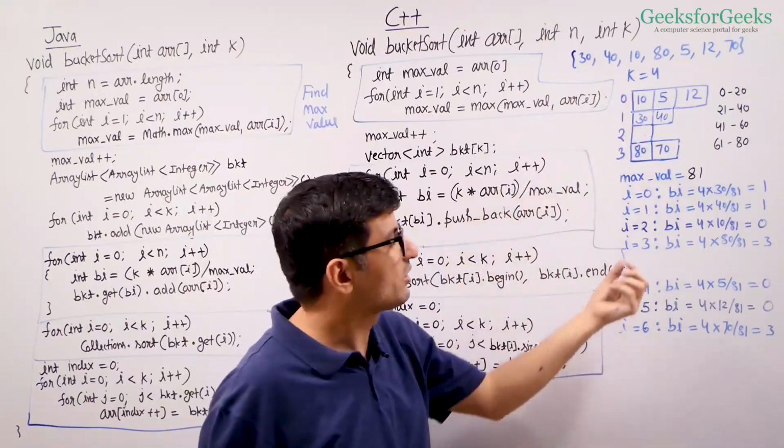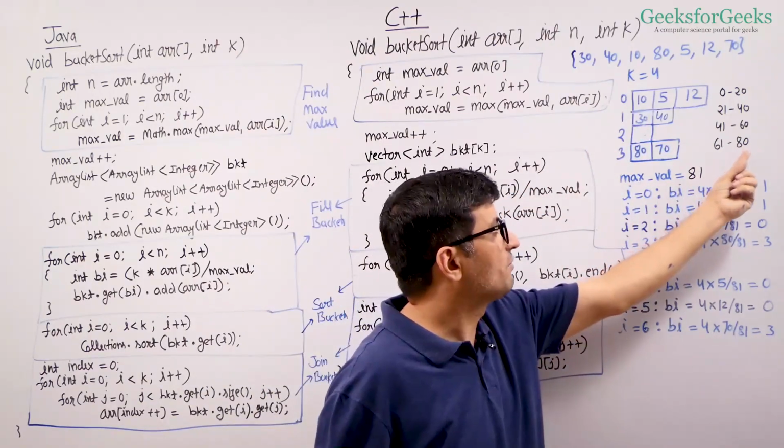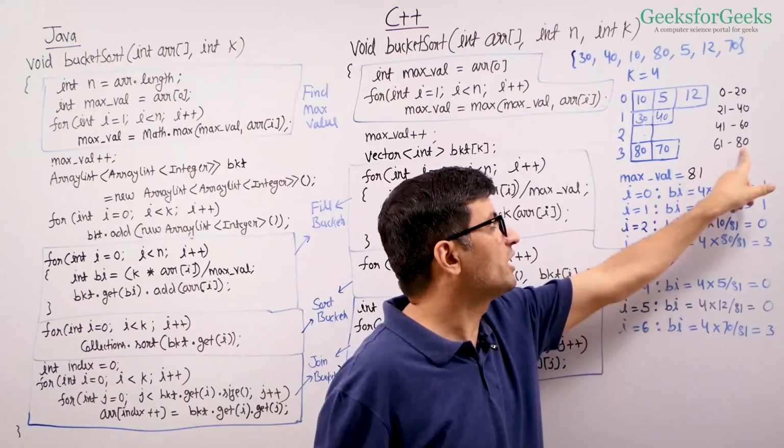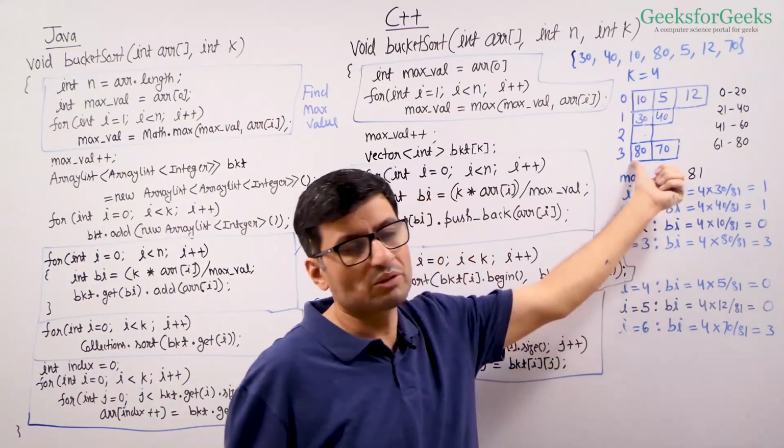And why is this happening? Because we have taken this as 81. If we do not increment it by 1, then for 80, we are going to get the index as 4, which is out of bound.